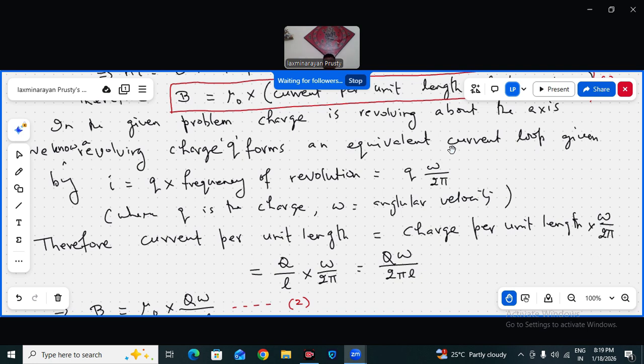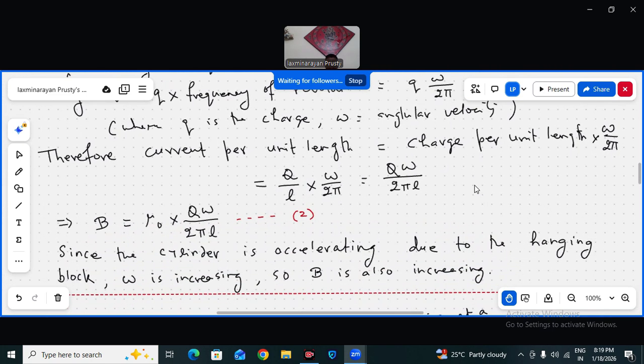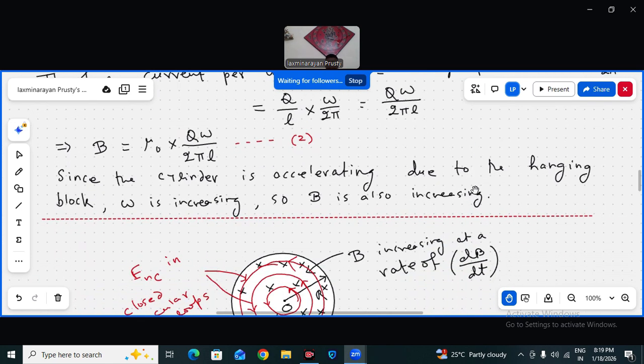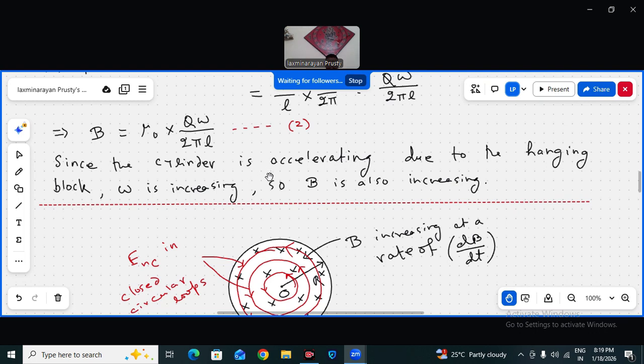So what is the current per unit length? Charge per unit length into omega by 2 pi. Charge is capital Q by length, so Q omega by 2 pi L is the current per unit length. So what is the B then? As I told you, B is mu naught times the current per unit length of the solenoid, that is mu naught times Q omega by 2 pi L. That's it. The cylinder is accelerating due to the hanging block, omega also will be increasing, so B also will increase.